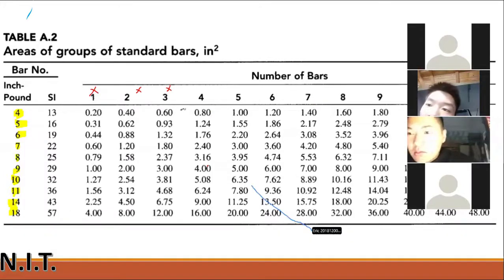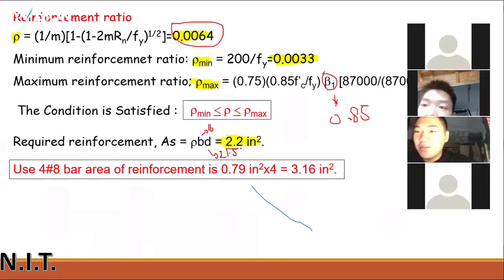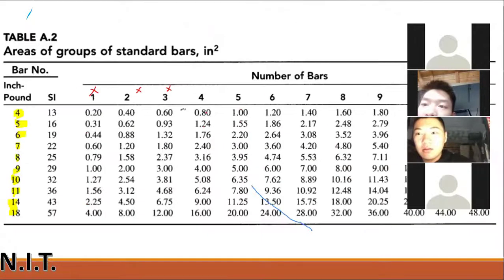You have to find, Mr. Eric, please don't write, the value that is equal to 2.2 inches square. Where is 2.2? Can you find any value? Yes, the value which is available here. Can you see? 2.20. But I will not select this value.